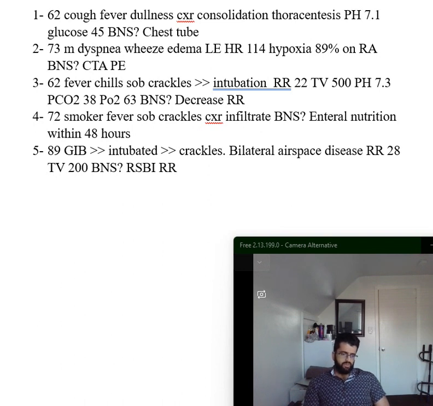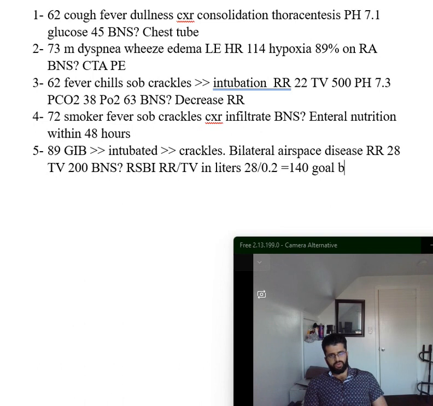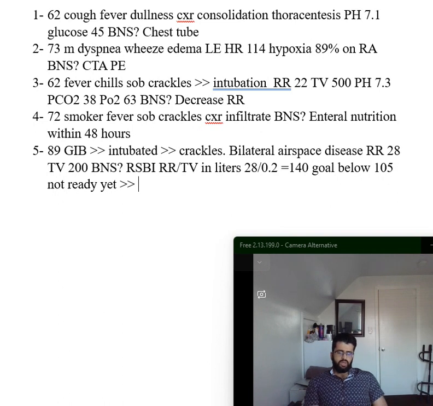RSBI is respiratory rate divided by tidal volume in liters. So in this case, it's going to be 28 divided by 0.2, because 200 mL is the tidal volume, so 0.2 liters. This gives us an RSBI of 140. What's our goal? Our goal is below 105. So this patient is not ready yet.